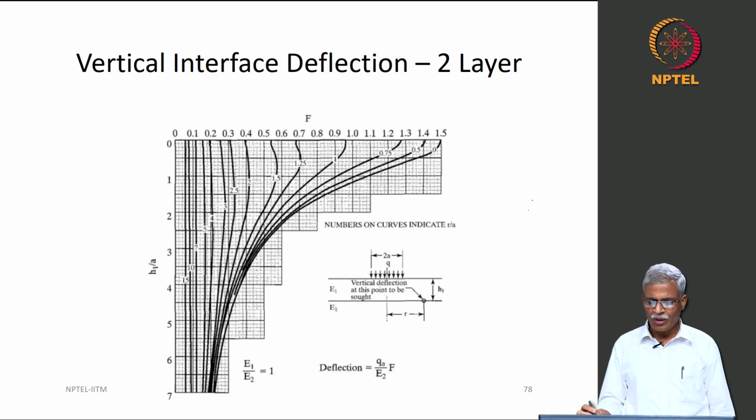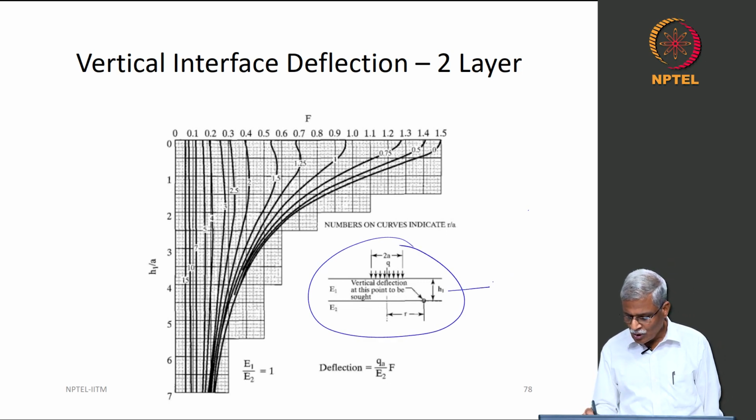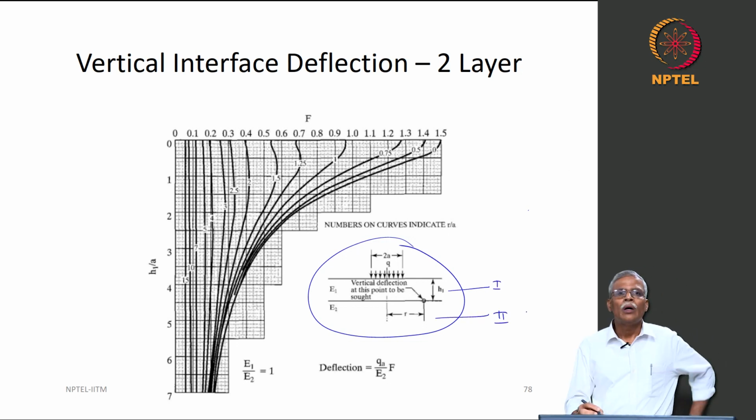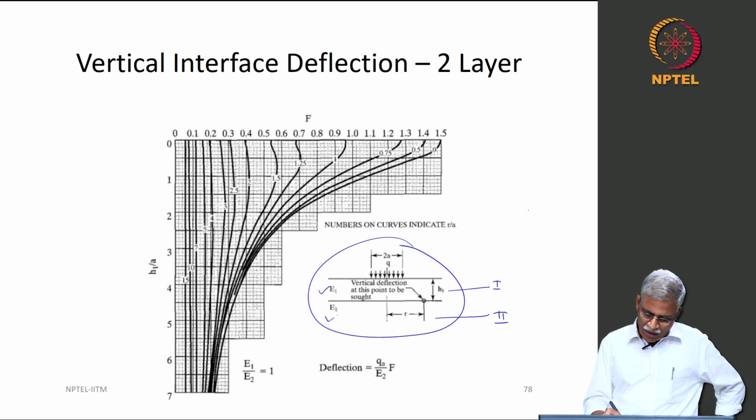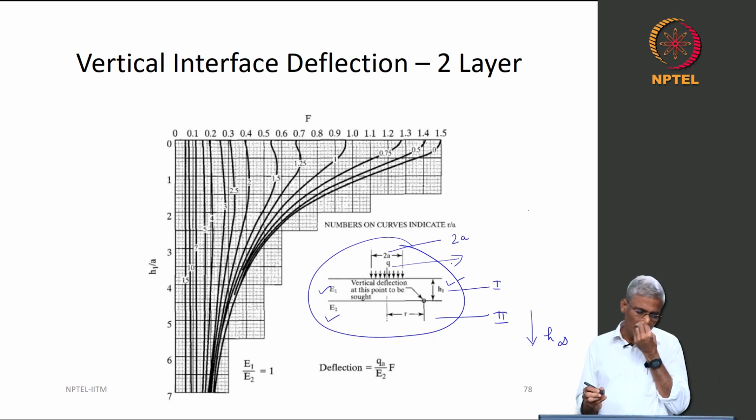So, we are going to talk about what is really called the vertical interface deflection. So, what exactly is this vertical interface deflection? Please take a look at this particular picture. This is a two layer system. This is layer 1, this is layer 2. The E value is E1 here, E2, and H1, and of course you are talking about H infinity. Now, this is 2A, your contact diameter, and this is the load per unit area Q.